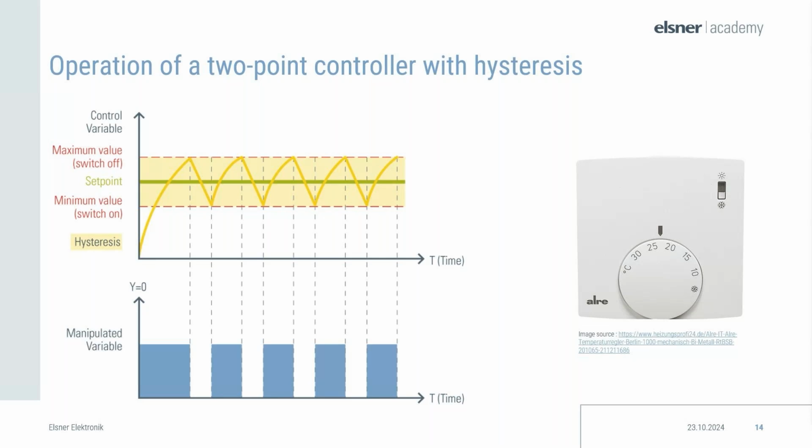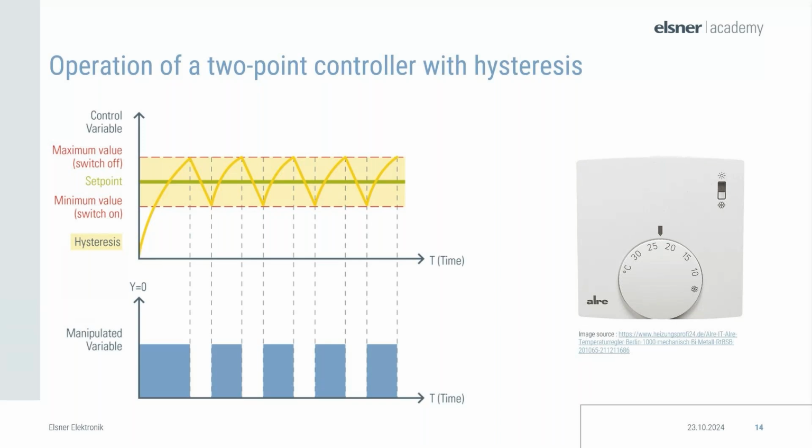In the above example, I have shown you the function of the two-point control with hysteresis. The green line you can see is the set point, for example, 25 degrees. So this is the desired temperature that we would like to reach. Then we need to set a minimum value and a maximum value. This is also called the hysteresis, and this is visualized in the red dashed lines. This is the hysteresis range.